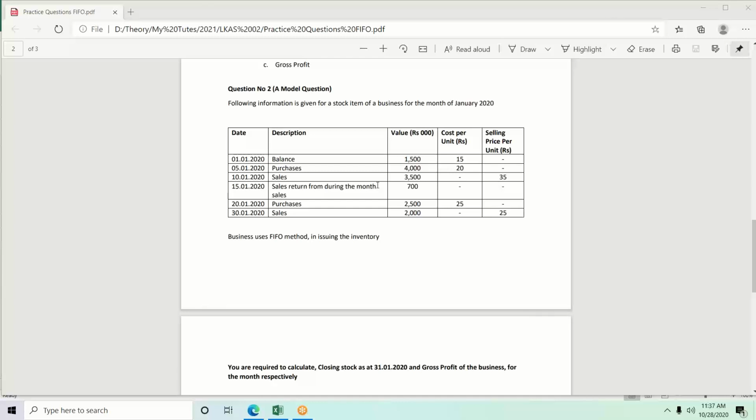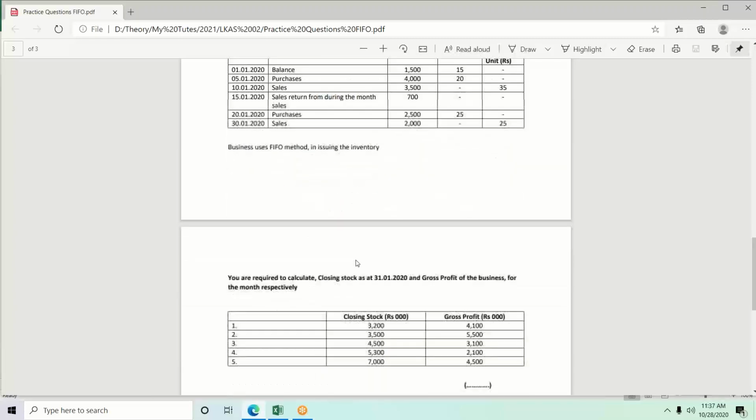Sales made during the month, purchases, and there was a sales. Again, there's a sales at last. Business uses FIFO method in issuing the inventory. You are required to calculate the value of the closing stock and the gross profit. Selling price is there. So if you can calculate the cost of sales, you can calculate the gross profit.